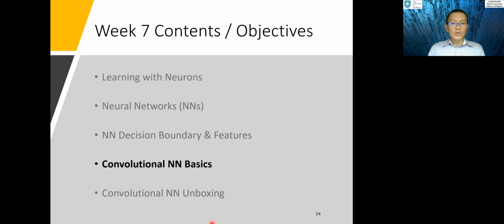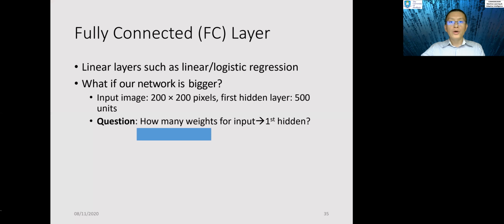Now let's move on to convolutional neural networks, which are very popular for images. We have studied linear regression and logistic regression models, and they both use linear layers, which are fully connected layers.